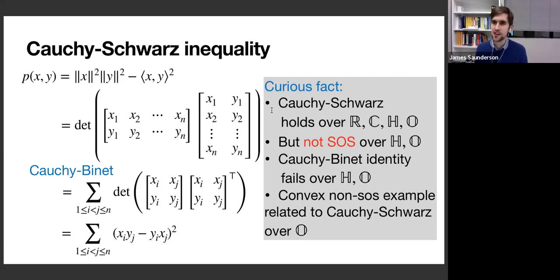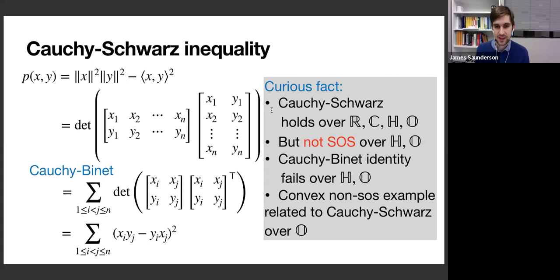It also holds for vectors with quaternionic entries with the appropriate inner product, and vectors with octonionic entries, and the appropriate product. So it's kind of crazy that that's true. What's really interesting is that this polynomial is no longer a sum of squares for the quaternionic and the octonionic cases. And it's really because this Cauchy-Binet identity fails in those cases. It doesn't really make sense.